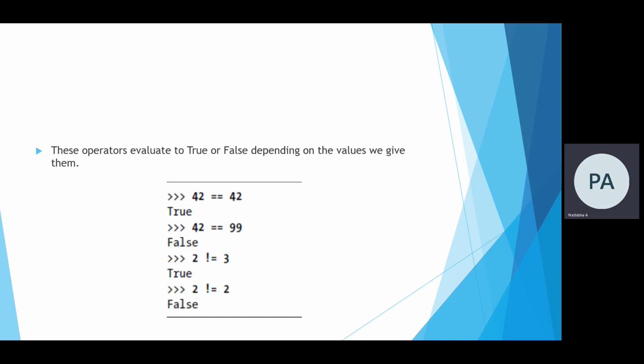See, if I take 42 is equal to 42, it gives True. Now 2 is not equal to 3 gives a True value. If it is 2 is not equal to 2, it gives a False value. So this is how you can use a comparison operator for comparing between two values.